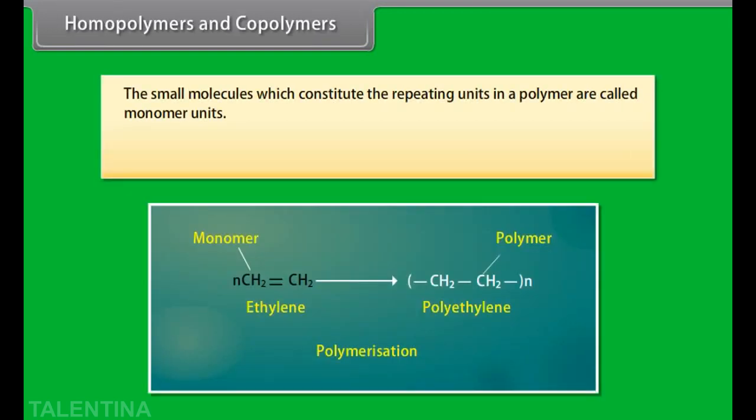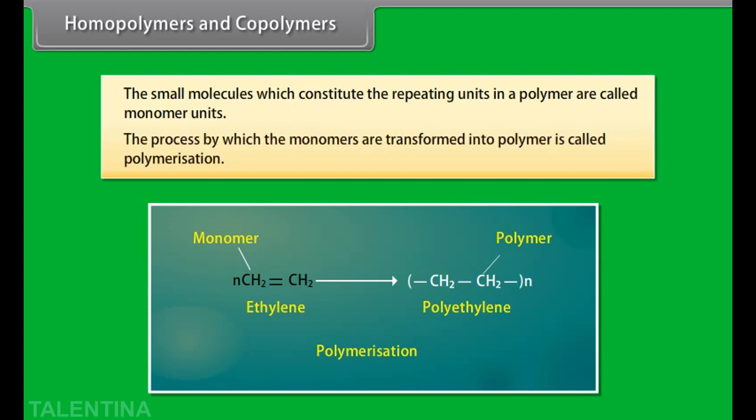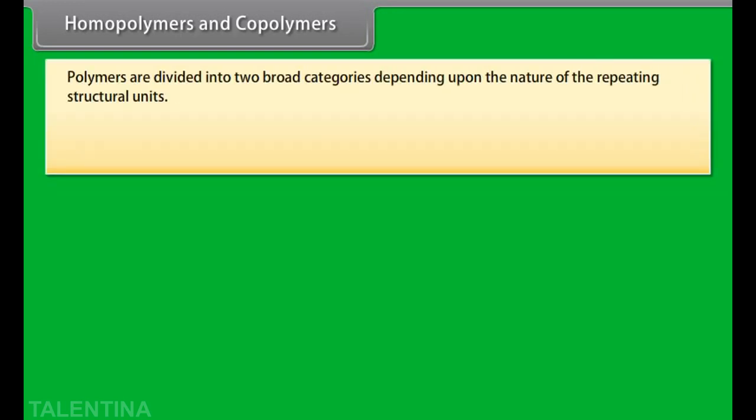Homopolymers and copolymers. The small molecules which constitute the repeating units in a polymer are called monomer units. The process by which the monomers are transformed into a polymer is called polymerisation. For example, polyethylene is a polymer obtained by the polymerization of ethylene. The ethylene molecules are referred to as monomer units. Polymers are divided into two broad categories depending upon the nature of the repeating structural units.